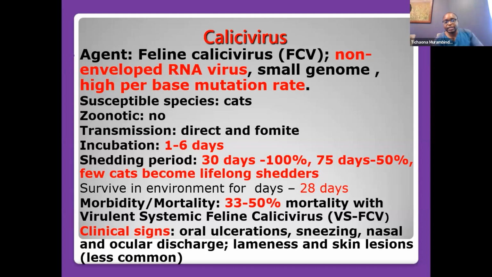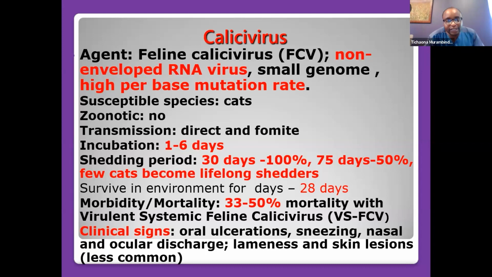Okay. So the morbidity and mortality depends on the virulence of that microorganism, like the pathogenicity. The one which is called the virulent systemic feline calicivirus is around 33 to 50%. So that is the one that causes multiple organ failures and stuff like that. It's one of the most aggressive ones of the calicivirus.